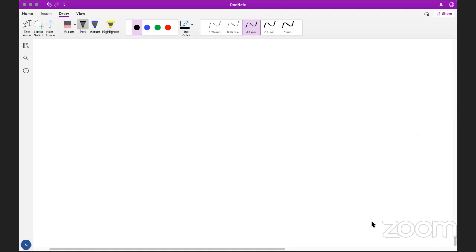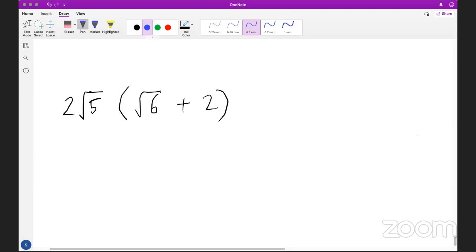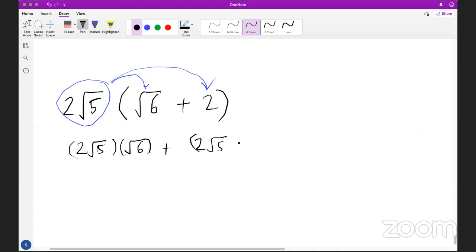Okay. How about if meron tayong ganito. Okay, so ang gagawin lang natin dyan is i-distribute natin ito sa dalawa. Okay? We will have 2 square root of 5 times square root of 6 plus 2 square root of 5 times 2. Okay? So here, again, i-multiply lang natin yung nasa loob, 5 times 6, kasi pareho lang naman sila ng index, that's equal to 30.